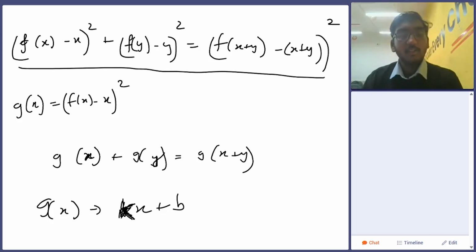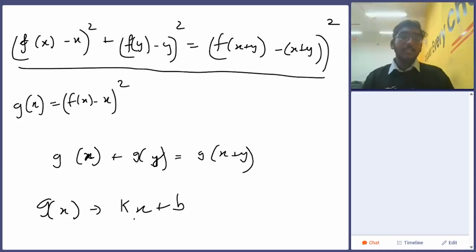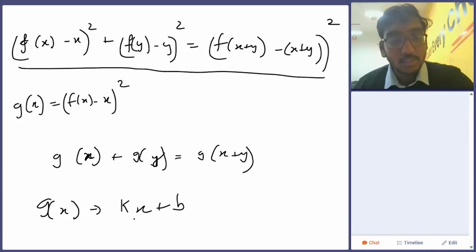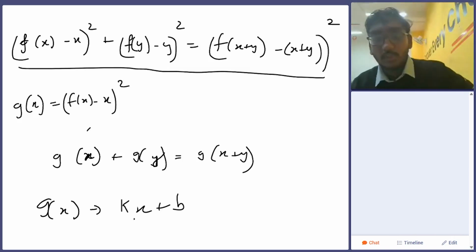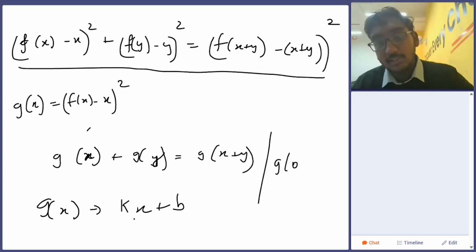Okay, kx plus b. This one, right? Yes, g of x will be kx plus b. Okay. See, now in case I'm putting x is equal to 0 here, what I will get? g of 0 plus g of 0 equal to g of 0. That means 2 into g of 0 is equal to g of 0. That means g of 0 equal to 0.